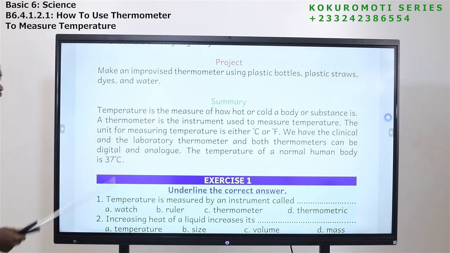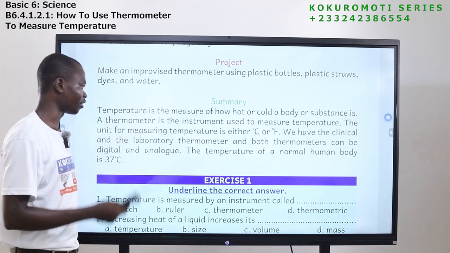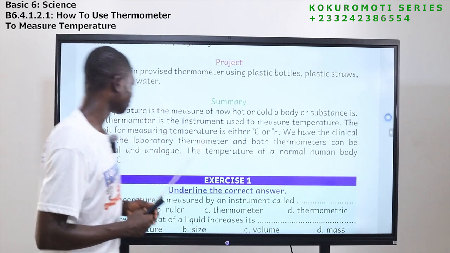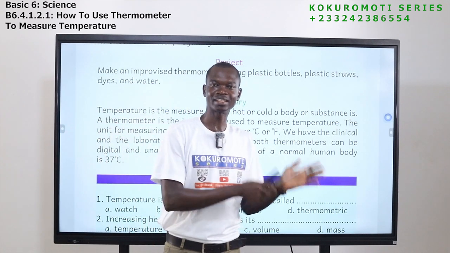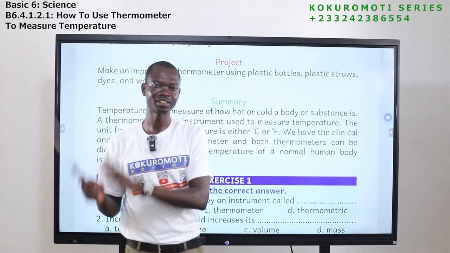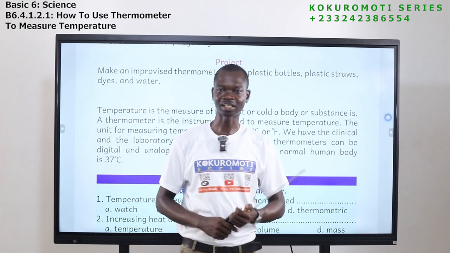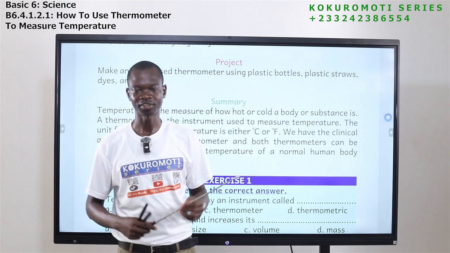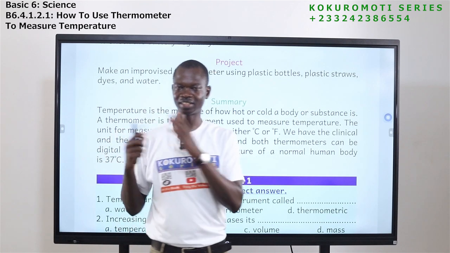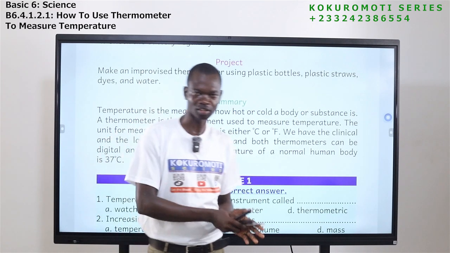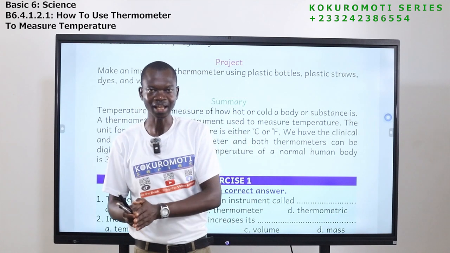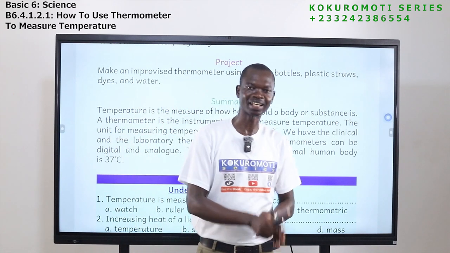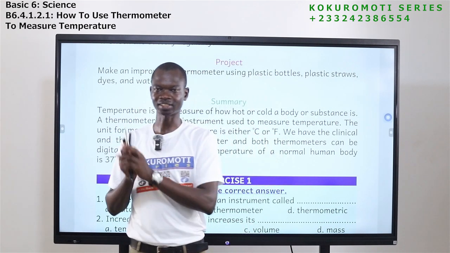We have learned about clinical and laboratory thermometers, and we have said that both laboratory or clinical can be digital and analog. It can be digital, it can also be analog. That is what we have learned today. We have seen the difference between the digital and then analog, and then we have also seen the difference between digital clinical thermometer and analog clinical thermometer.